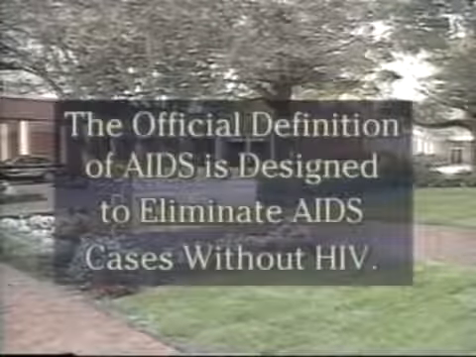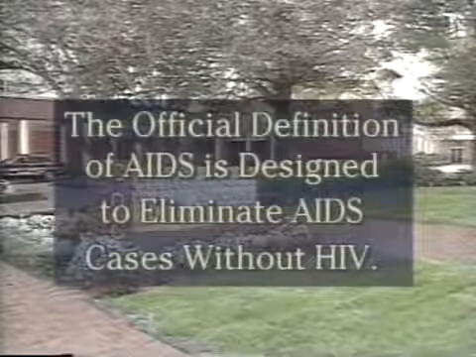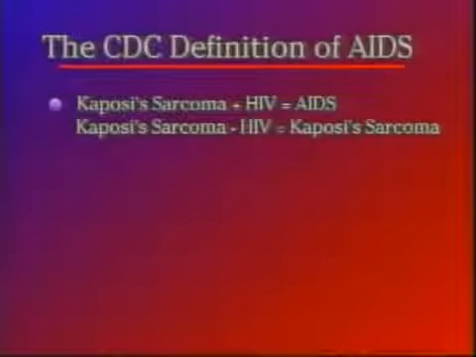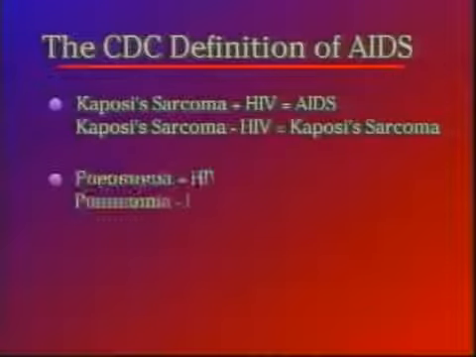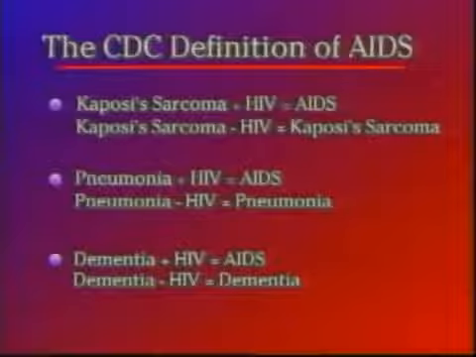The official definition of AIDS is designed to eliminate every case of AIDS that presents an embarrassing non-correlation against HIV. The official definition of AIDS is 30 previously known old diseases in the presence of antibody against HIV. So if you have Kaposi sarcoma and HIV antibodies, you're an AIDS patient. Without it, you're a Kaposi patient. Pneumonia with HIV antibodies is AIDS. In the absence, it is pneumonia. Dementia in the absence of HIV antibodies is dementia, and with it, it's AIDS. That's the AIDS definition. There is no HIV-specific disease anywhere.